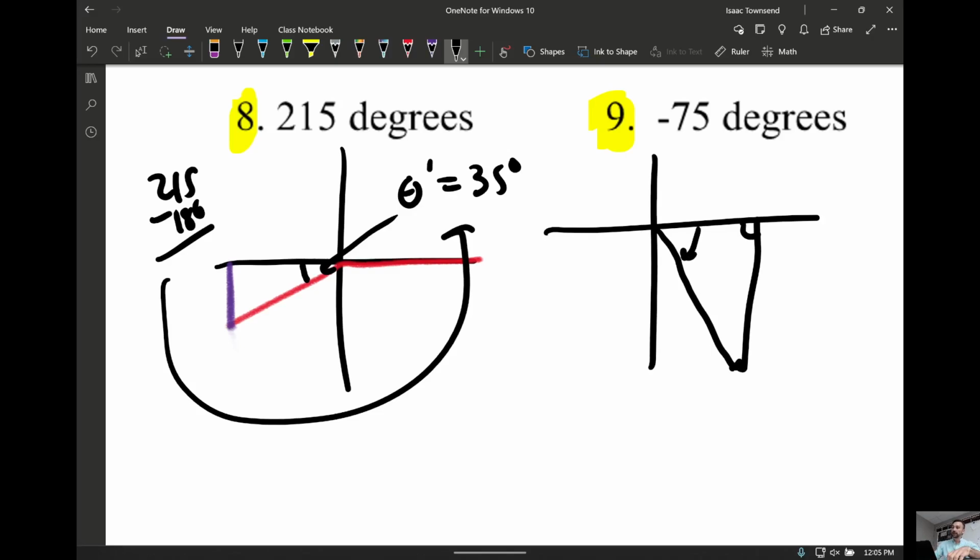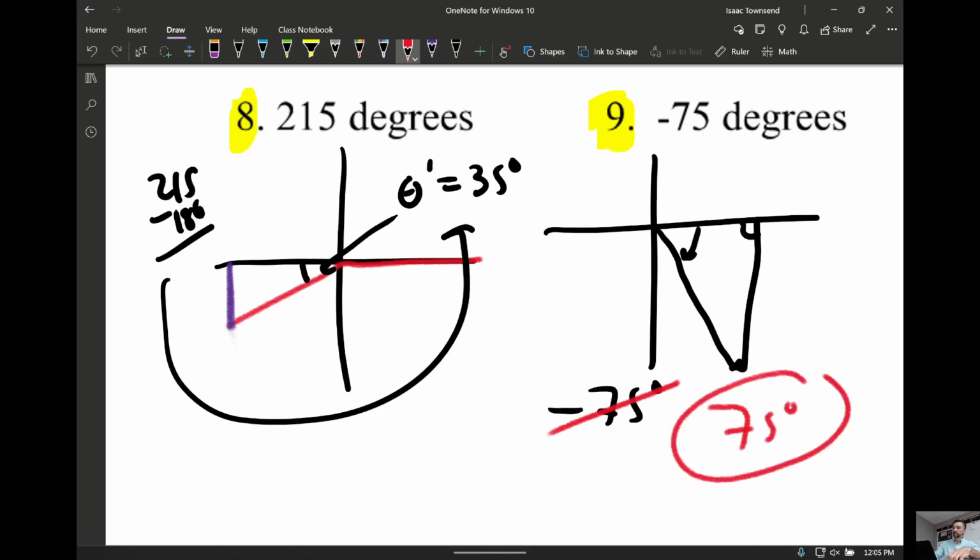And so here's the reference angle. You might be tempted to say it's negative 75 degrees, but reference angles don't care about direction. That amount of a turn is still 75 degrees. You just didn't need to do any arithmetic there. The angle was the exact same size as the reference angle. Just had to know it was positive.